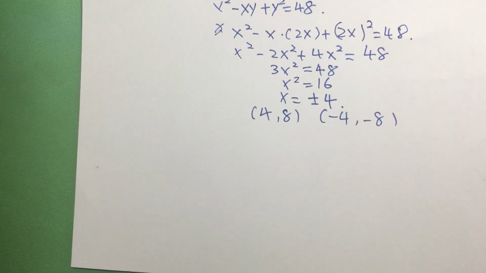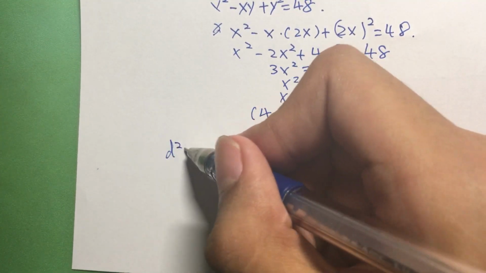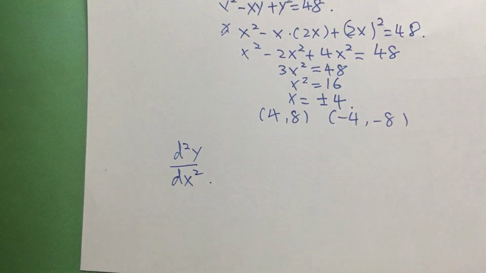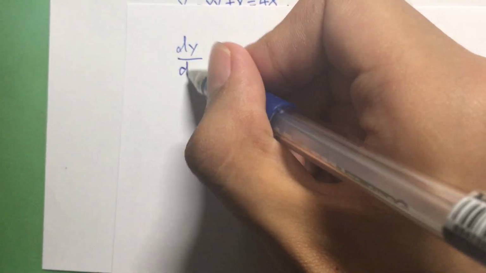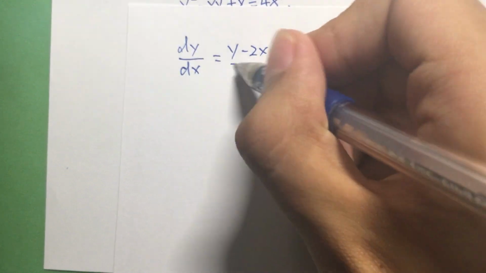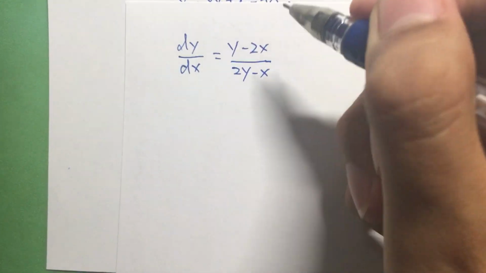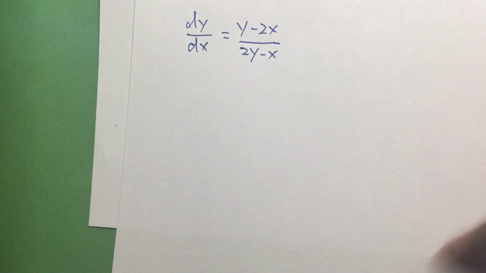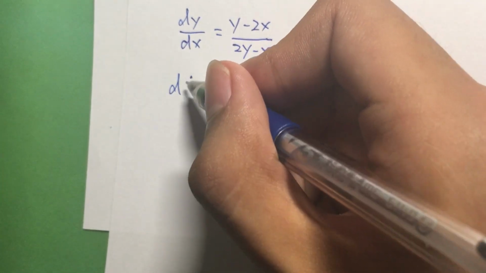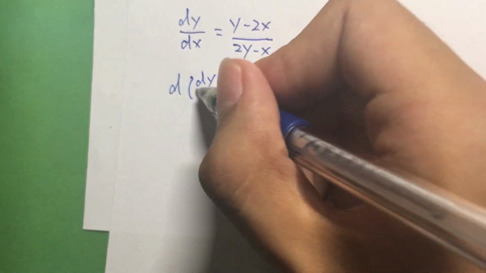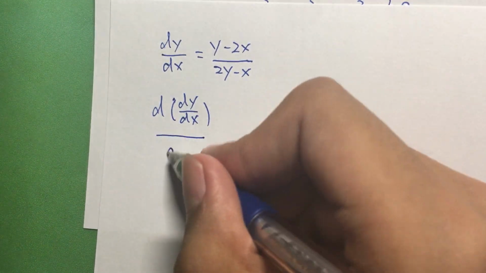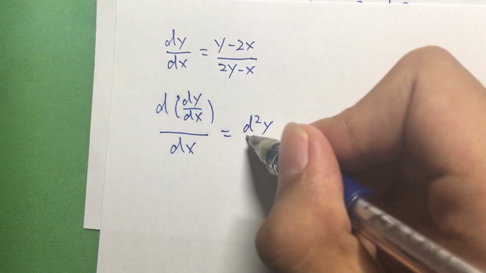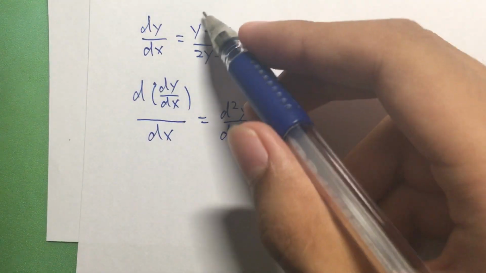Okay, so now let's try to find d squared y over dx squared, and we are going to start again. Firstly, we have dy over dx equals (y minus 2x) over (2y minus x). So now let's do d over dx of dy over dx. We do differentiation on both sides again with respect to x, which gives d squared y over dx squared.